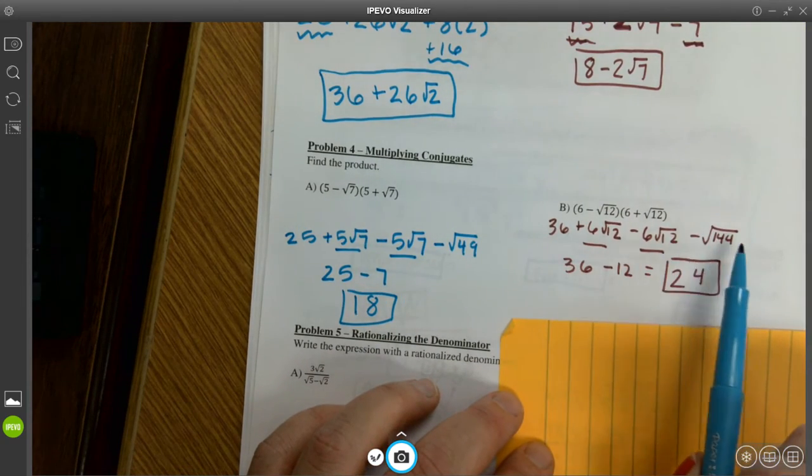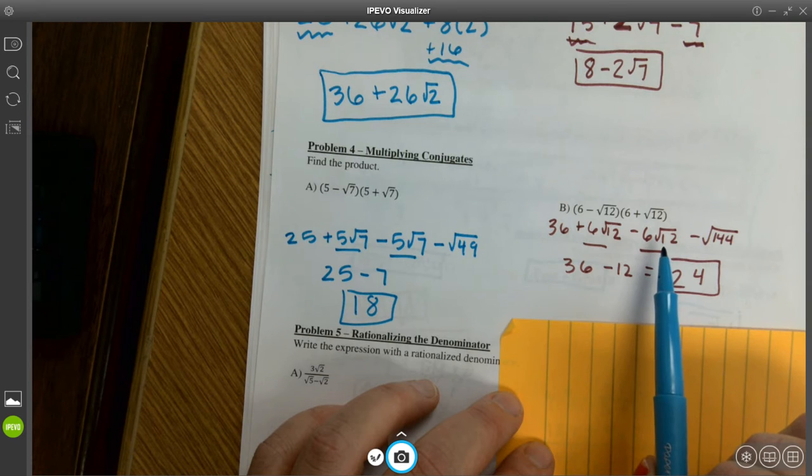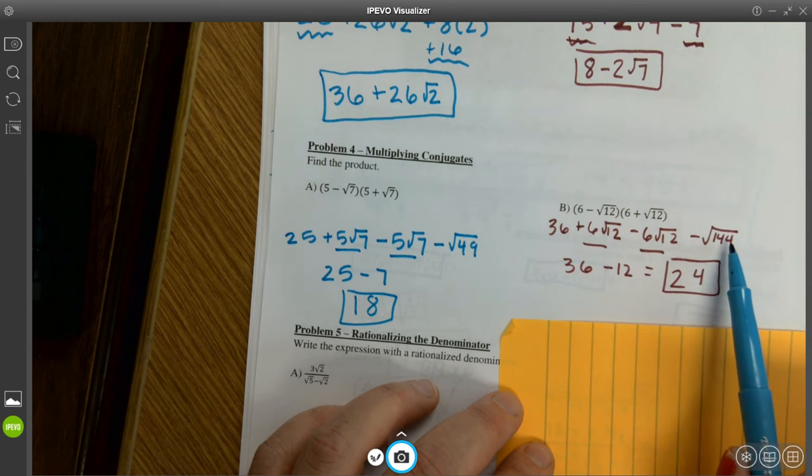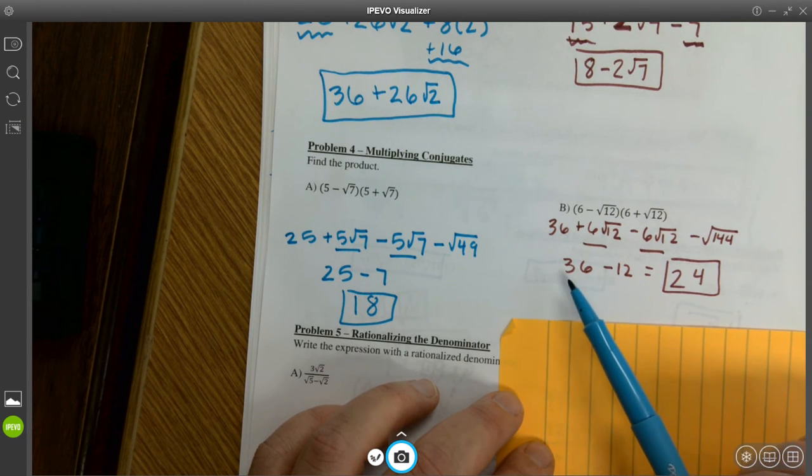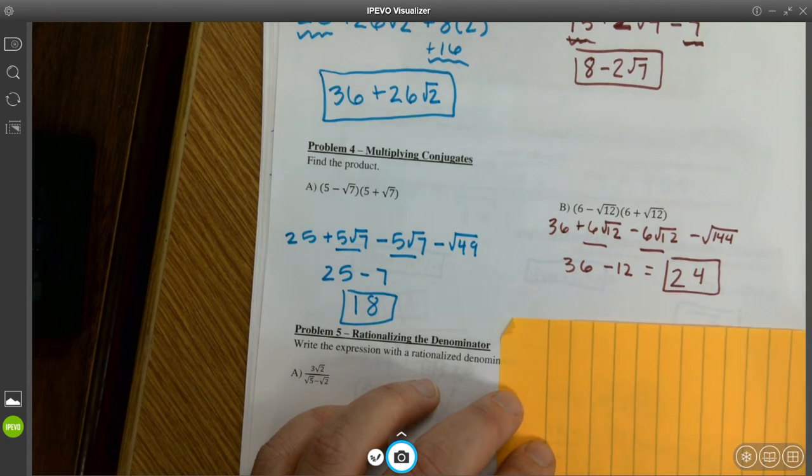First, outside, inside, last. Again, my two middle terms cancel. This becomes a minus square root 144, which is 12. 36, take away 12 is 24.